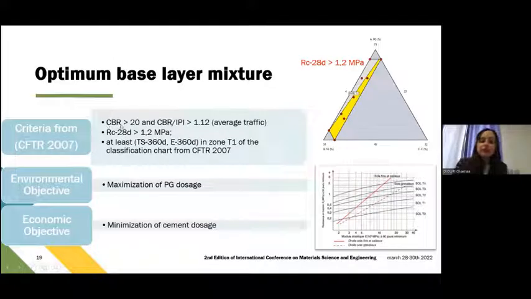First, Californian bearing ratio upper than 20, and the ratio to IPI upper than 1.12 for average traffic. The second point is in this picture, compressive resistance after 28 days upper than 1.2 megapascal, and we obtain this area colored in yellow. Environmental objective, maximization of phosphogypsum dosage, and economic objective, minimization of cement dosage. And the last point, at least the couple, tensile strength and elastic modulus after 1 year in zone T1, this is zone T1, of the classification chart from CFTR 2007.